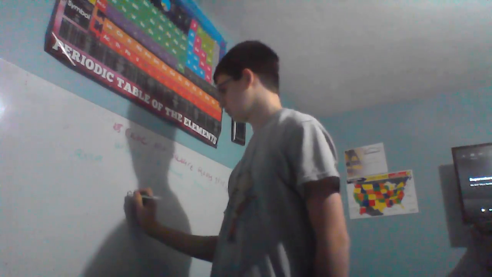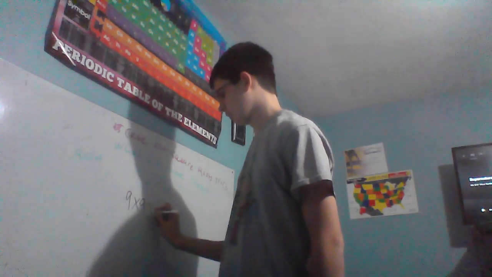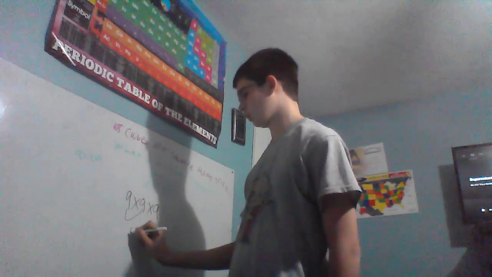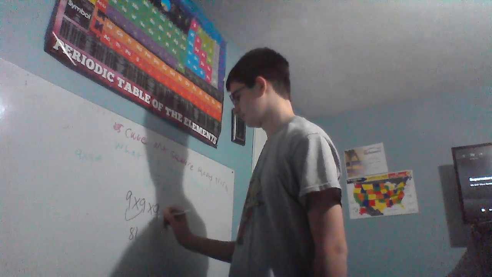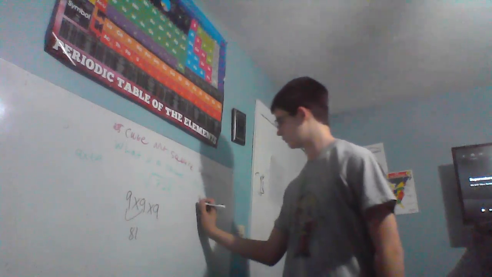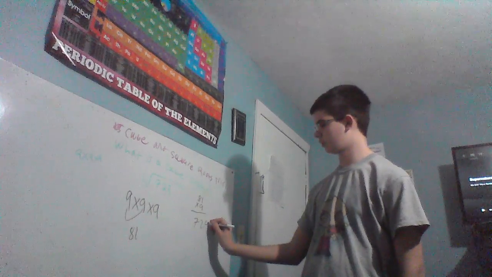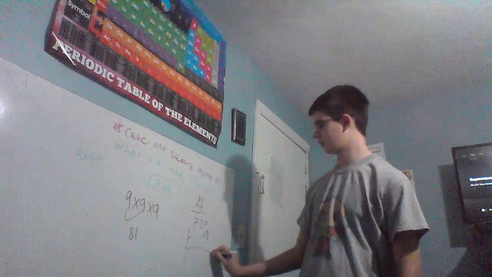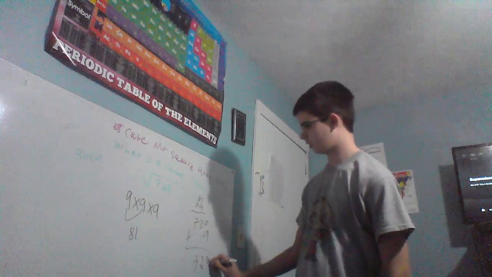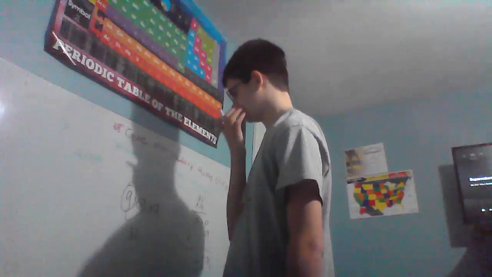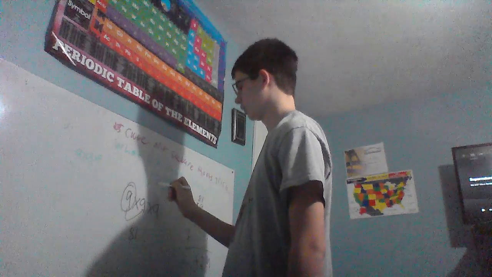Because, well, what's 9 times 9 times 9, which is 3 times? 9 times 9 is 81, right? Times 9. 81 times 9: 8 times 9 is 72, add the 0, and just add 9, 729, right? So then the cube root of 729 is 9.